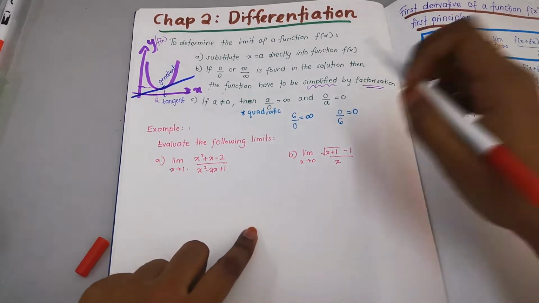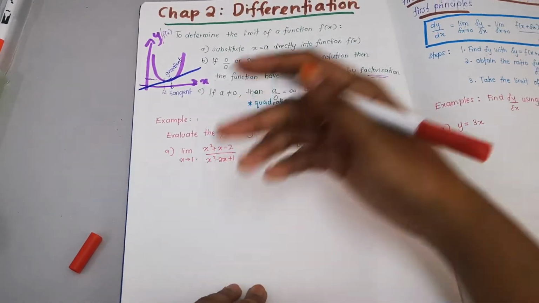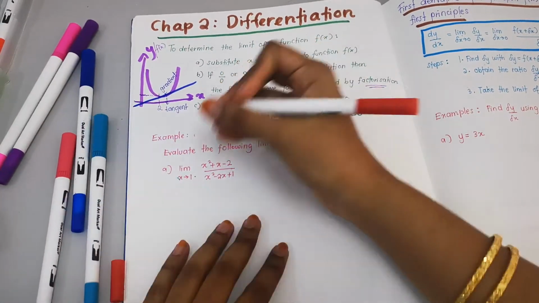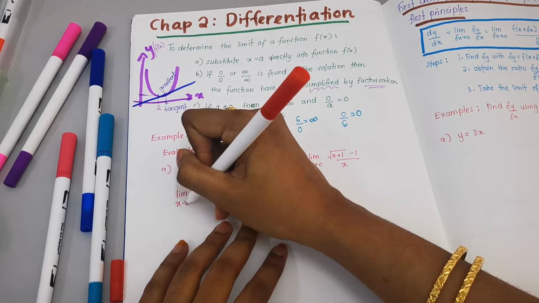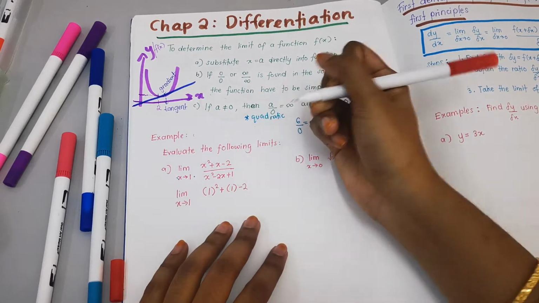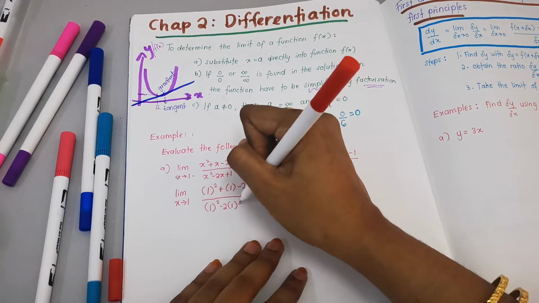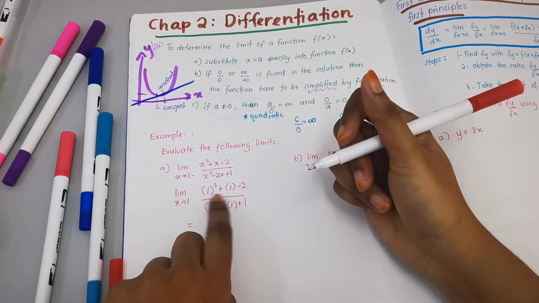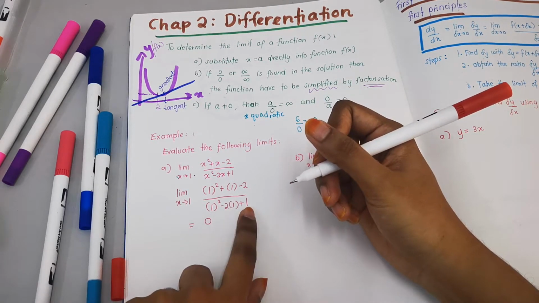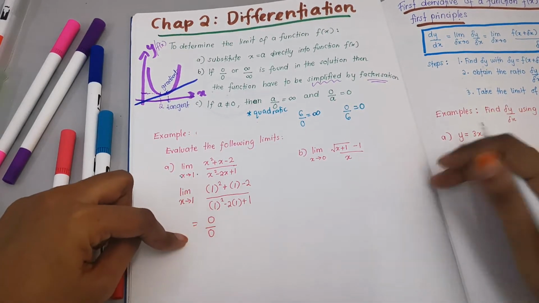I'm going to just do this part first. I'm going to substitute the value. Let's say now we are substituting 1 inside this entire function here. So limit x approaching 1 means this is going to be 1 square plus 1 minus 2 over 1 square minus 2 plus 1. Alright, let's see what's the answer. 1 plus 1 is 2, 2 minus 2 is 0. 1 minus 2 is minus 1, minus 1 plus 1 is 0. 0 over 0.